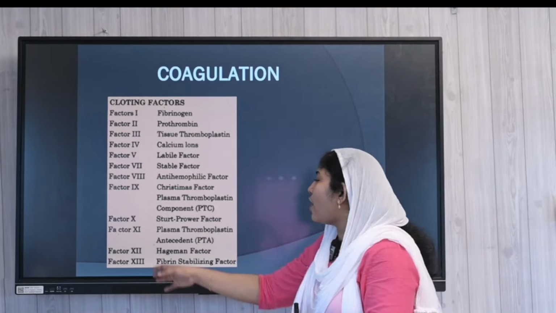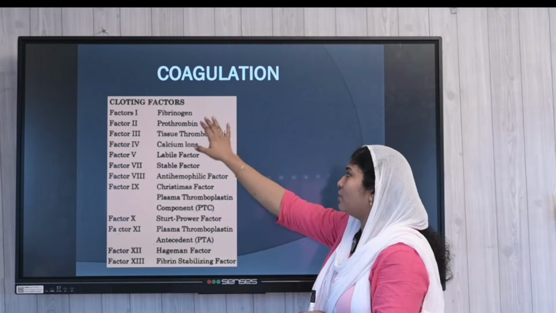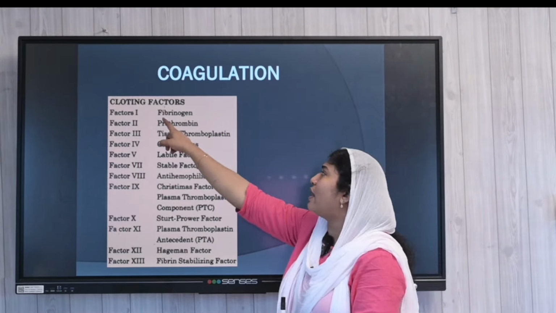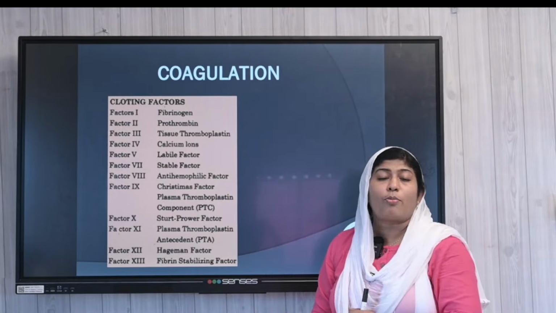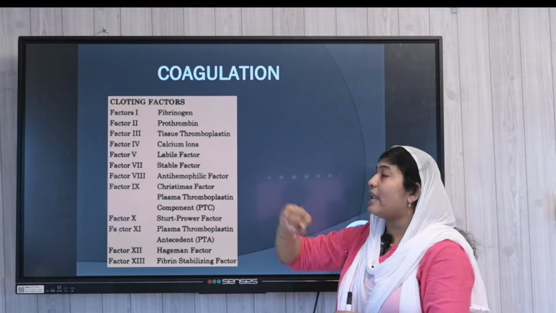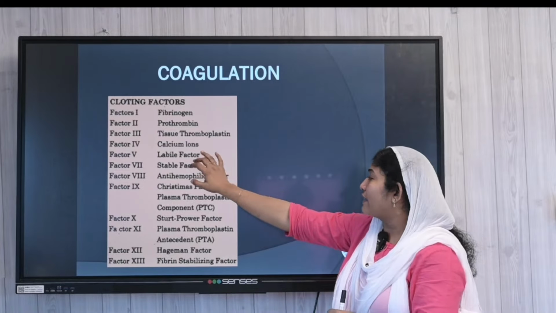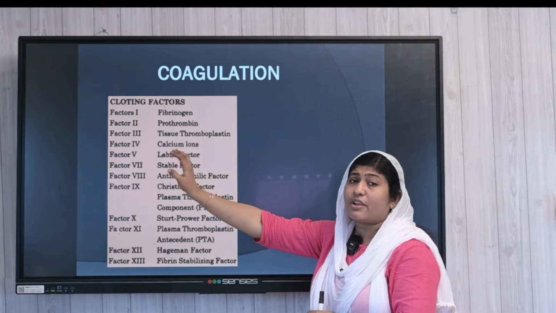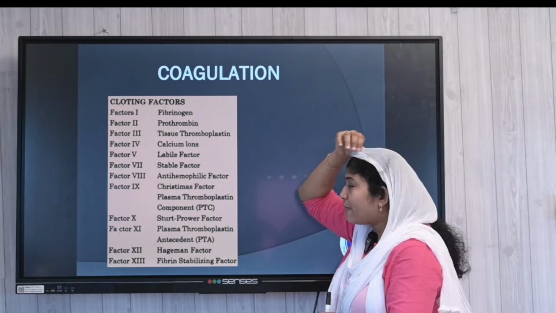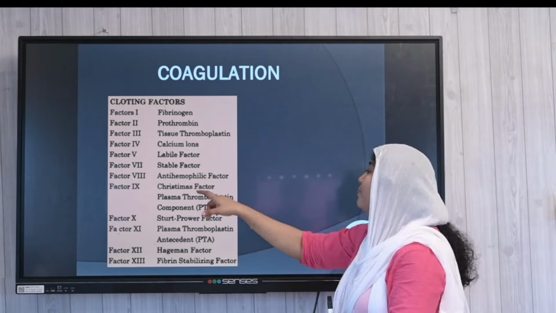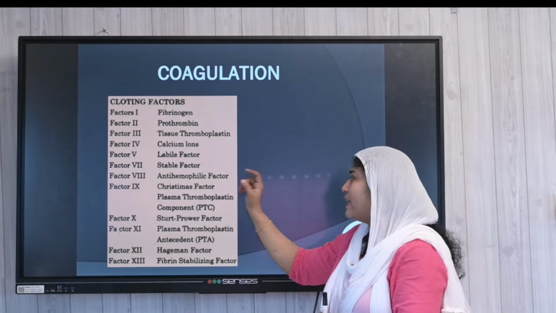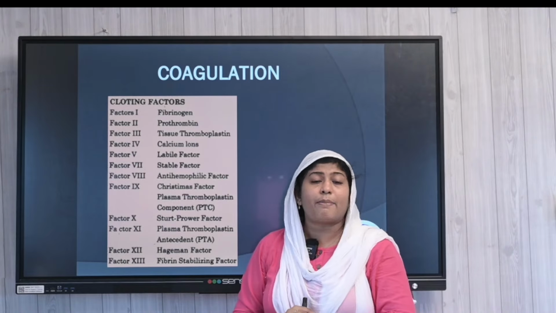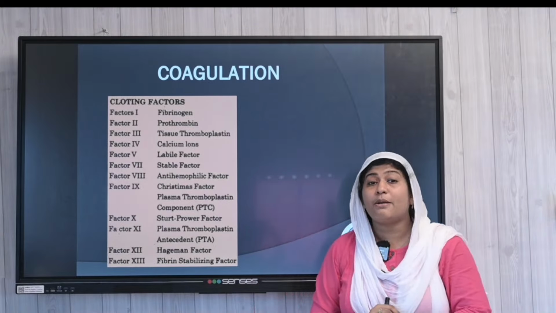The 13 coagulation factors, which you are all very familiar with, are: factor 1, fibrinogen; factor 2, prothrombin; factor 3, tissue thromboplastin; factor 4, calcium; then the labile factor, where labile means that in the presence of heat it is not active; then the stable factor, which can withstand heat; and factor 8, the anti-hemophilic factor. This is very important, because due to the deficiency of factor 8, the patient suffers from hemophilia.